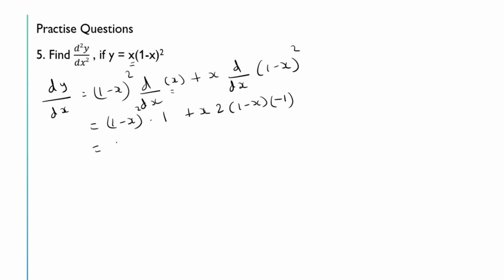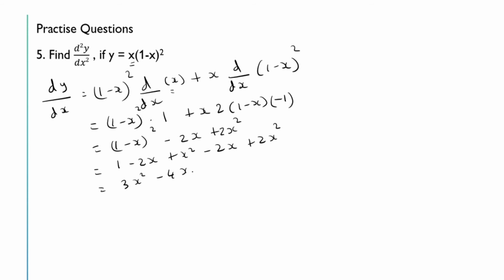So this is equal to (1 minus x) the whole square, minus 2x plus x square. Now let us simplify. This is equal to 1 minus 2x plus x square, minus 2x plus 2x square. So this is equal to 3x square minus 4x plus 1.